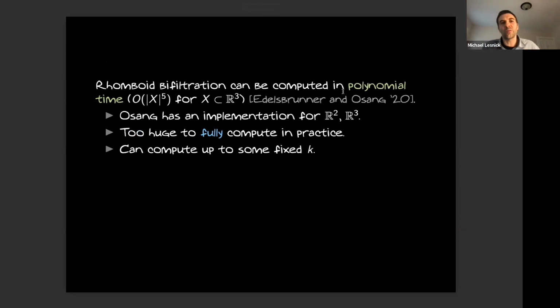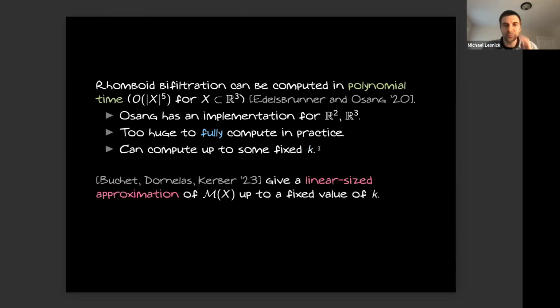So, okay, I mentioned the rhomboid bifiltration, this polyhedral model of subdivision Čech. This also can be computed in polynomial time. Edelsbrunner and Osang have an algorithm for this. And Osang even has an implementation for R2 and R3. And so you can do these kinds of computations, but these rhomboid bifiltrations are quite huge in practice. So what you can do to make things more practical is just compute this guy up to some value of that dimension, K, in their software. Their algorithm allows for that. Okay, and I don't want to say too much more about those computations, but I will mention that in this direction, Boucher and company recently gave a linear size approximation of the multi-cover bifiltration up to some fixed value of K, which is a nice result. Although the size of their construction depends exponentially on K, so that's a limitation.